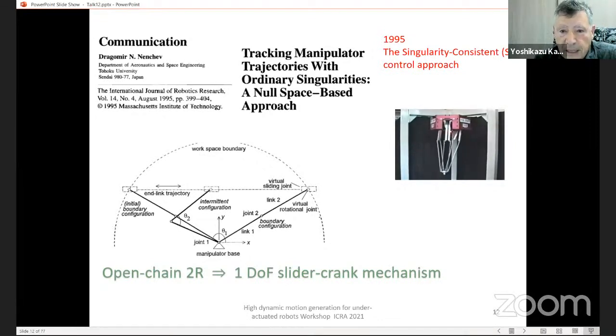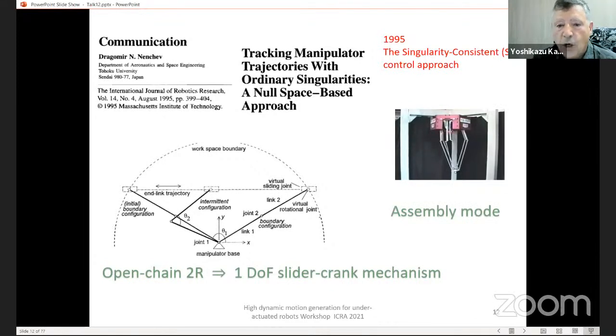It's a hexatype, all rotational joints parallel link robot. So the end link, the traveling plate, is following a straight line, and at the same time, the legs of the robot are reconfiguring. I said legs, but maybe hands. So it's elbow left, elbow right, and they change in this way. So the kinematic singularities simply disappear.